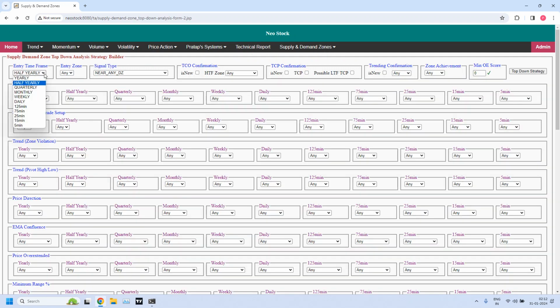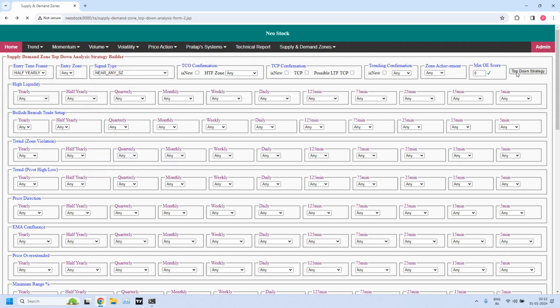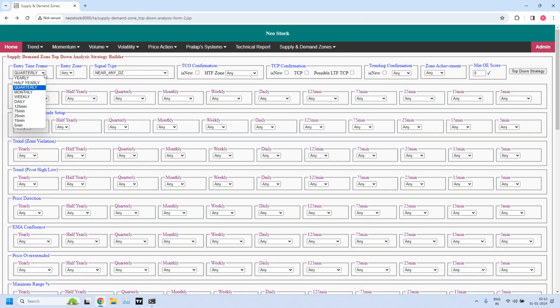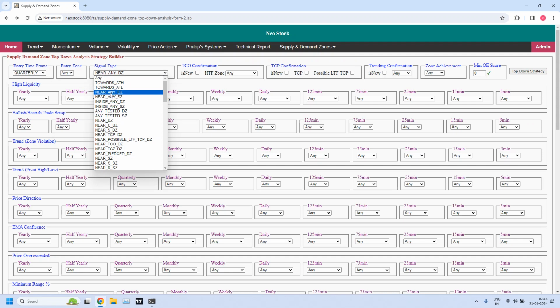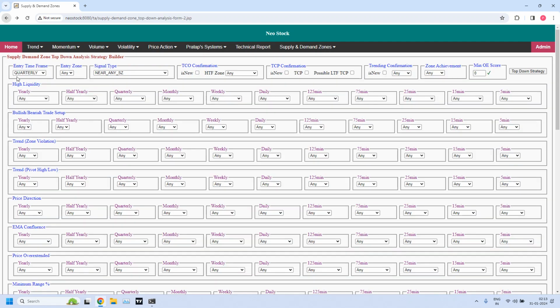Let me go back. And for the half yearly time frame, let us find the stocks near the half yearly supply zone. No stocks are there. Let me go back. Let me change the time frame to quarterly, and let us find the stocks near the quarterly demand zone. So these two stocks are near the quarterly demand zone. So let me go back. For the quarterly time frame, let me find the stocks near the quarterly supply zone. So only one stock is filtered. So let me go back.